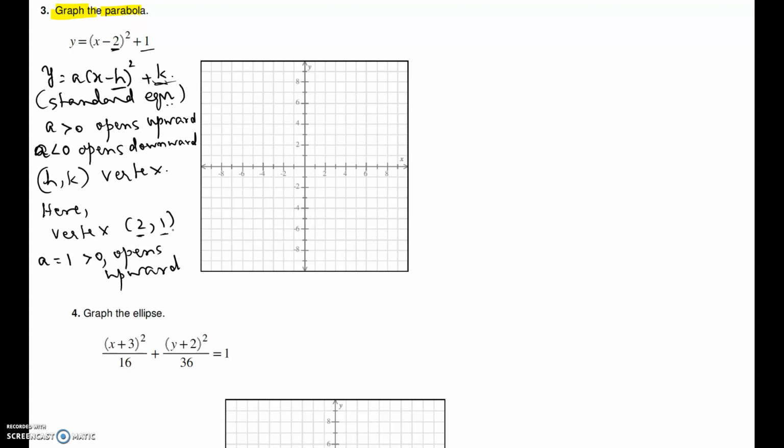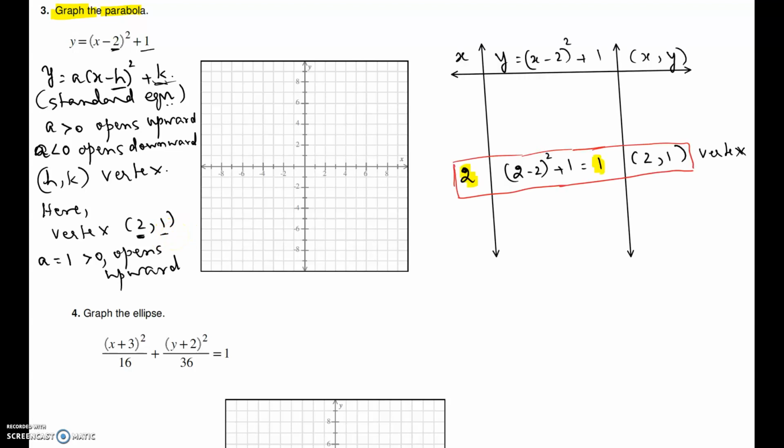We have to find at least a minimum of 5 points, 4 remaining points on the graph in order to do a decent graph. So we are going to create a table. When we choose the points, even though we can choose any point for the x coordinate, we will choose 2 points to the left of the vertex 2, 1 and 2 points to the right of the vertex 2, 1. So we'll create a table like that.